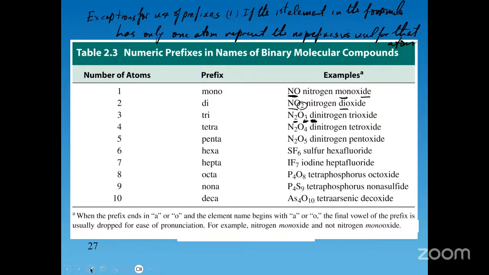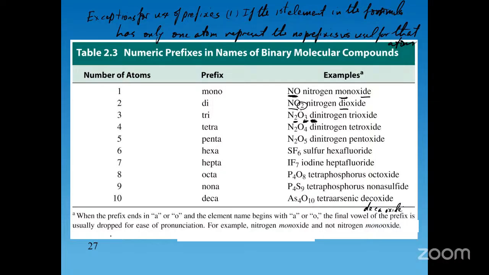So let me just explain what that means. According to IUPAC, the name of, let's say, the last one, tetraarsenic decoxide. You can also call this decaoxide, right? According to IUPAC, both of them are correct. You can say decoxide or decaoxide. You can say pentoxide or pentaoxide, and so on and so forth. If you do one or the other, you get full credit, all right? So that's basically how we deal with prefixes.